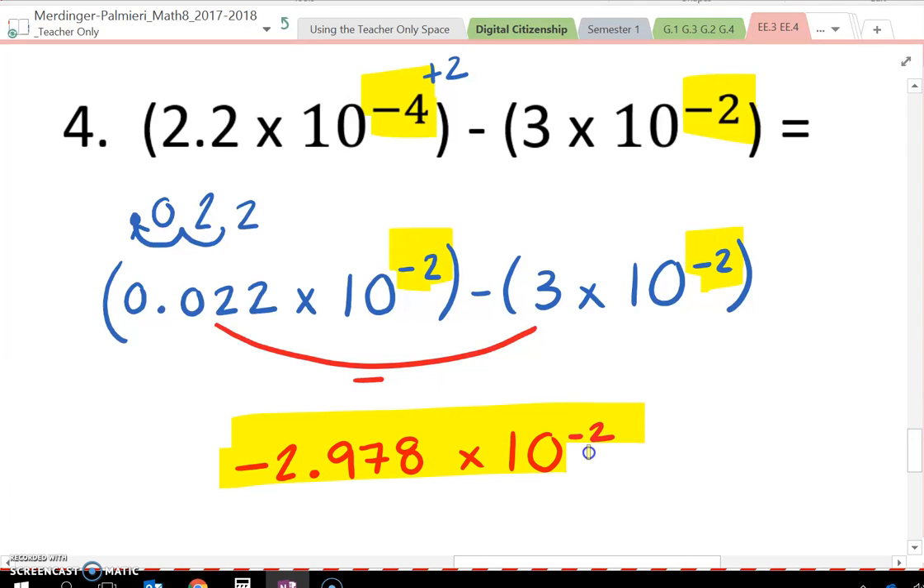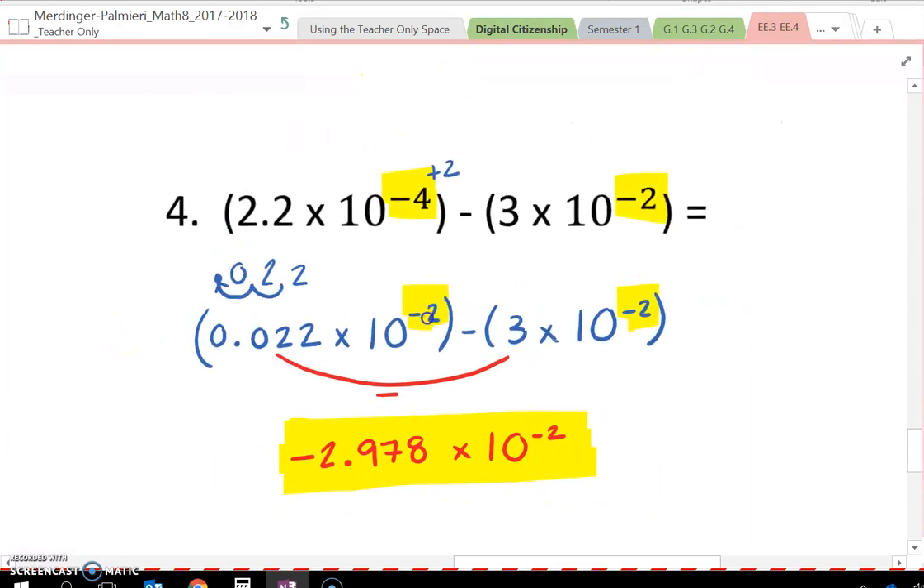Now, 8th graders typically at this time get a little confused because you're going to look at that negative 2.978 and wonder if our first factor has to be between 1 and 10, this number is a negative. Is that between 1 and 10? And the answer is yes. We don't look at the sign of the negative. What we're really looking at is the 2.978. If that's between 1 and 10, then this is still appropriate scientific notation. That negative in the front is okay to be there. So with that being said, this was your last example for subtracting with scientific notation.